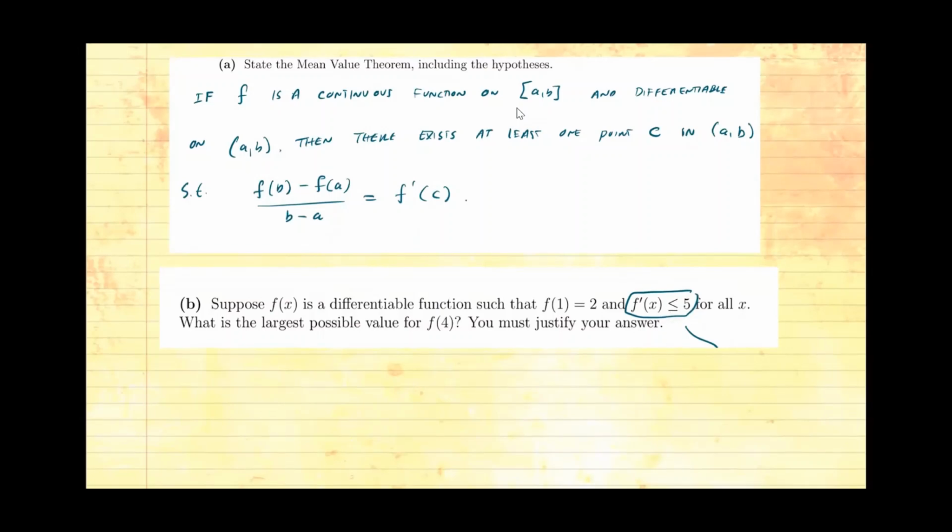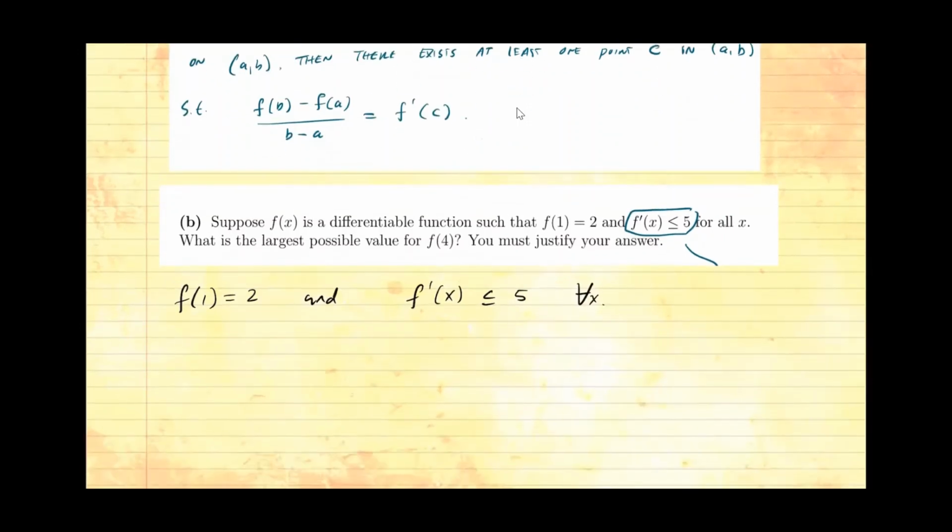So suppose f is differentiable, some arbitrary function f that is differentiable, and you're given f(1) is 2, and you're also given that the derivative at any point is less than or equal to 5 for all x. So we want to find the largest possible value for f(4). For something like that, you're going to set up this formula using what's given to you and just solve that inequality. So we're looking at (f(4) - f(1)) / (4 - 1).